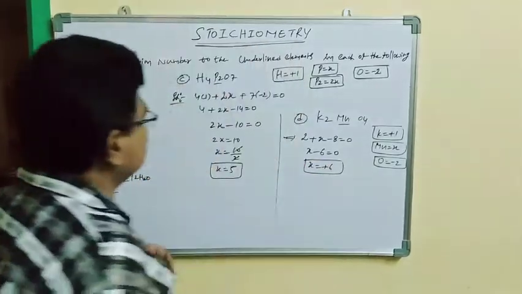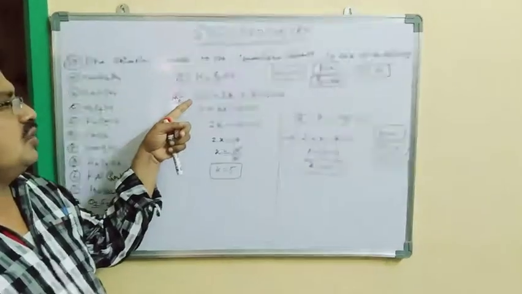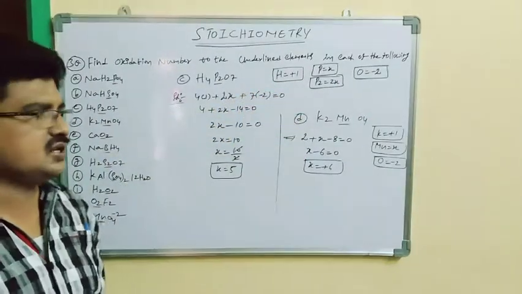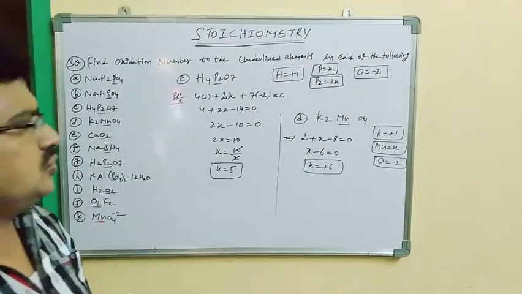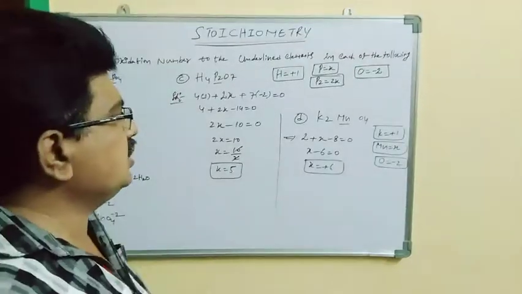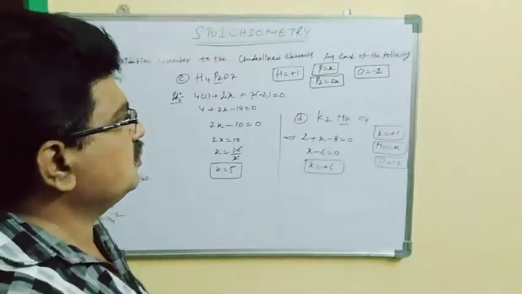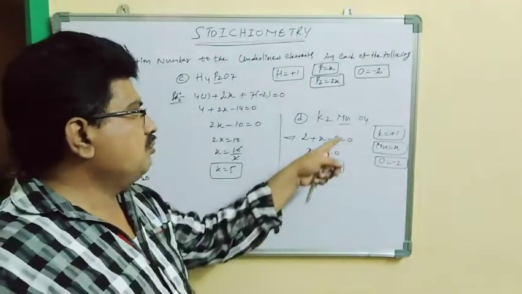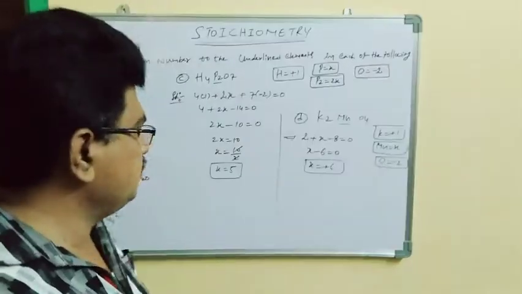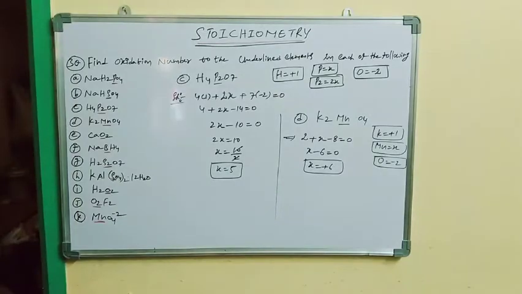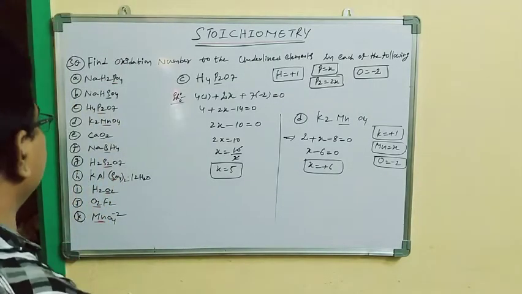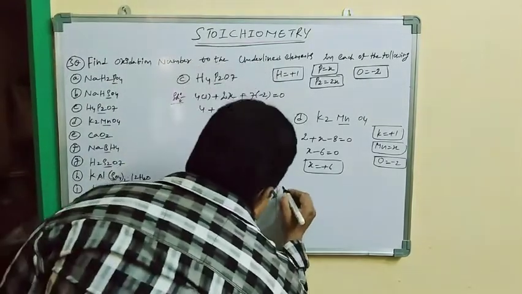From the beginning, for understanding you have to write like this. If you know it now, you can substitute directly here. So what is the manganese oxidation state of K2MnO4? Manganese oxidation state is +6. Now I am going to calculate E.